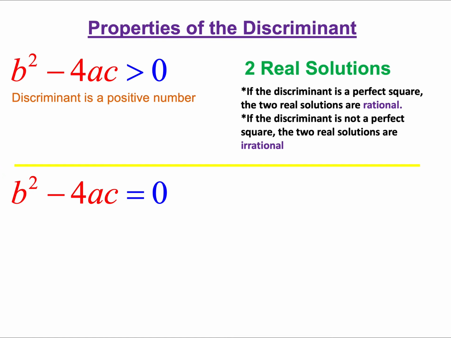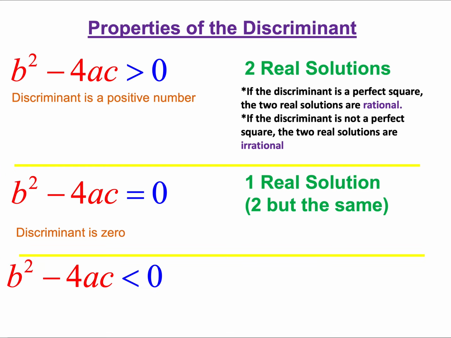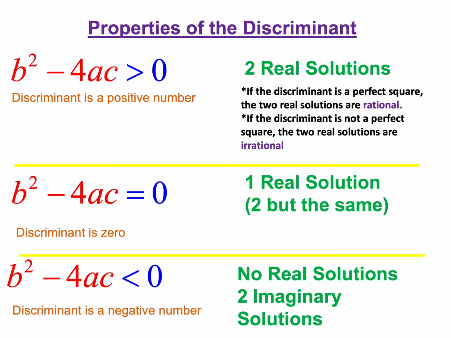If b squared minus 4ac equals 0, you will have 1 real solution. In fact, there are 2, but they are the same. If b squared minus 4ac is less than 0, in other words, the discriminant is a negative number, there are no real solutions, or 2 imaginary solutions.